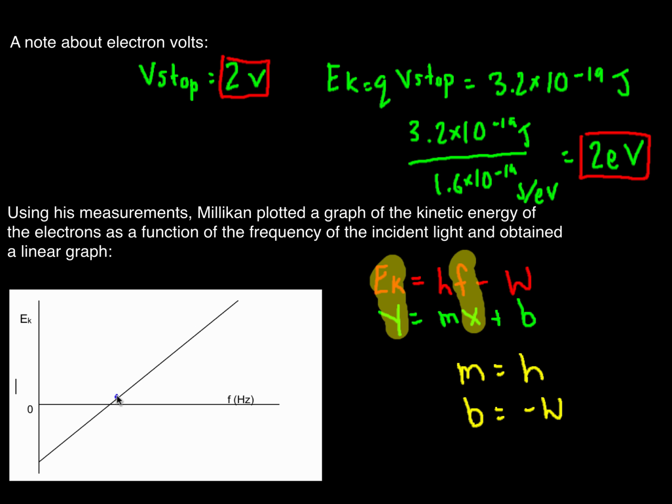If we examine the graph, the spot where the kinetic energy of the electrons is 0 is the place where the frequency is equal to the threshold frequency, and that's at the x-intercept. So we find the x-intercept is the threshold frequency, the y-intercept is negative of the work function, and the slope is equal to Planck's constant.